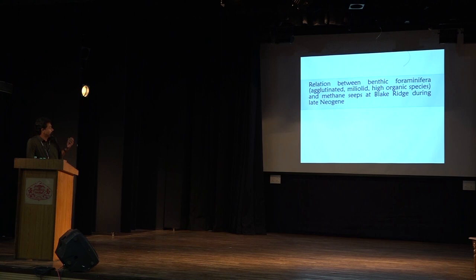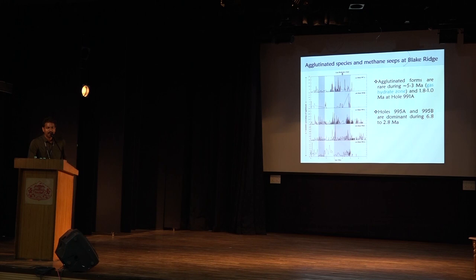the species like miliolids, high organic species, agglutinated species, and seep-related species. In the previous SEM images, if you look, many species I put under high organic species. According to that, if you come to the agglutinated species, I made these three zones, and how the species distribution is present in the three zones. That is the main observation at this initial stage.